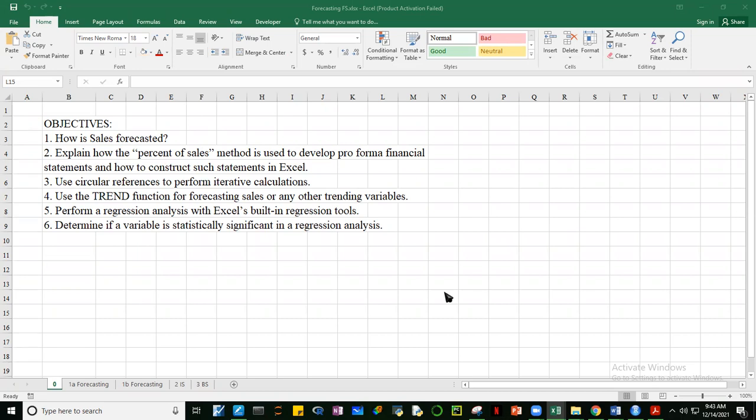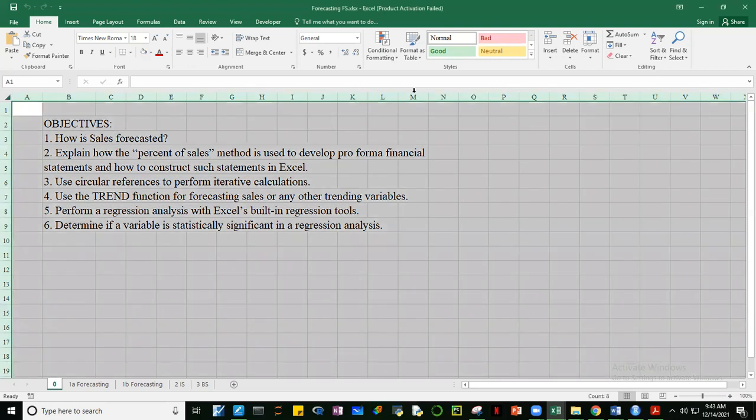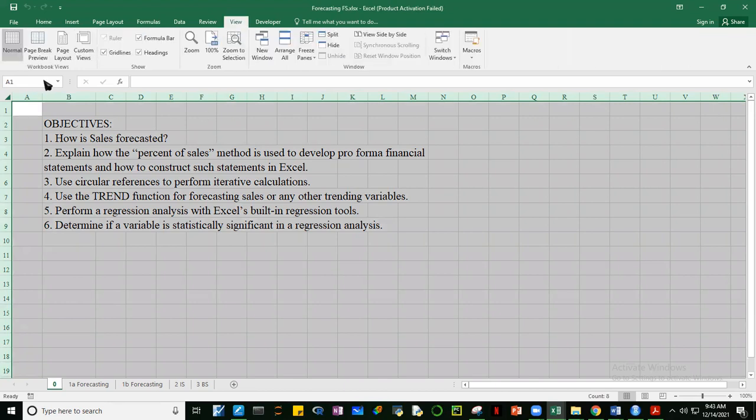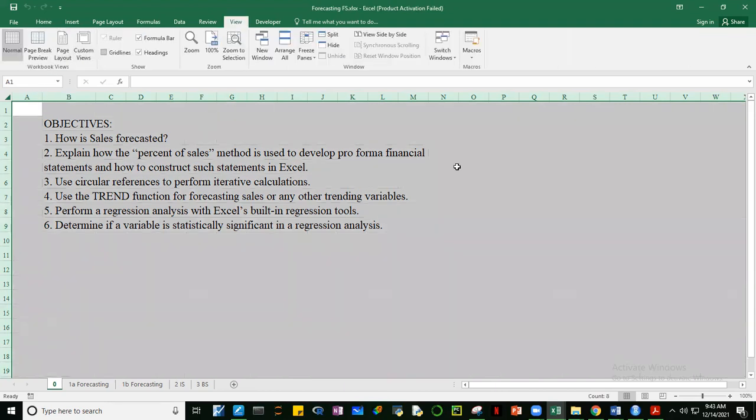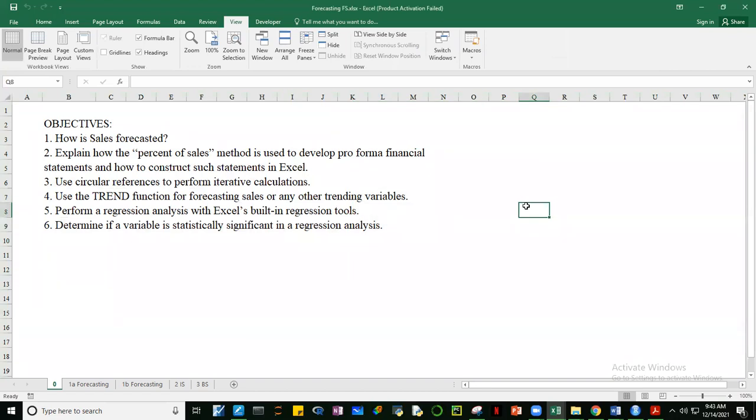The objectives of our discussion for today is we want to learn how sales is forecasted. There are several ways by which we can forecast sales, and for a business entity, it's important to know where sales is going. Then we're going to learn how to forecast financial statements, the income statement and the balance sheet.